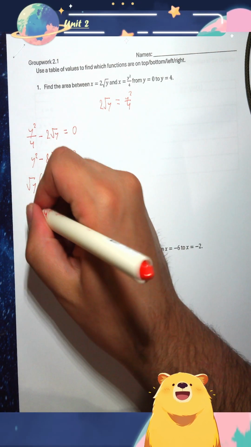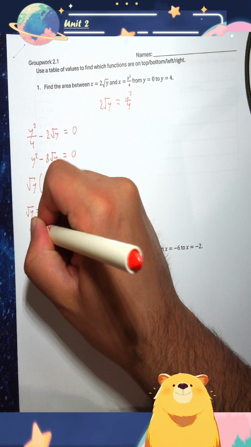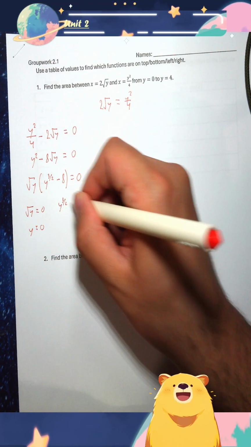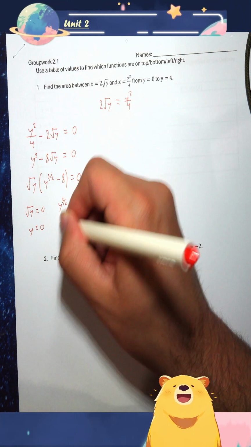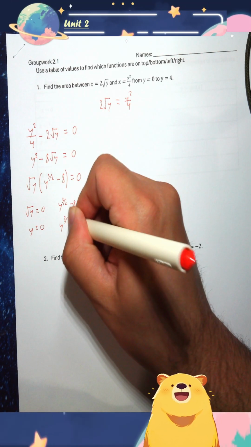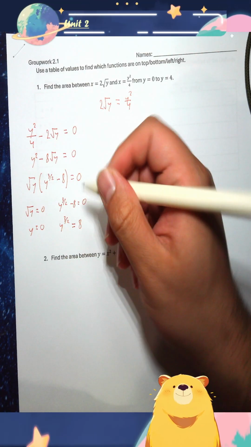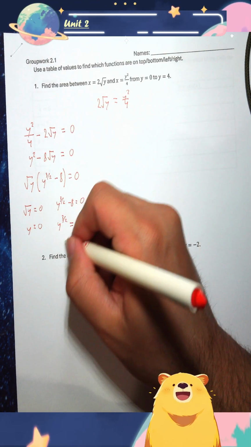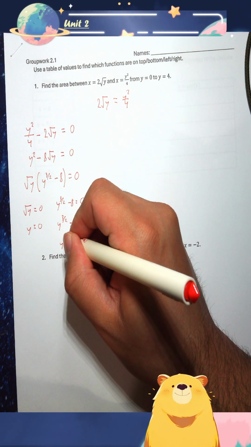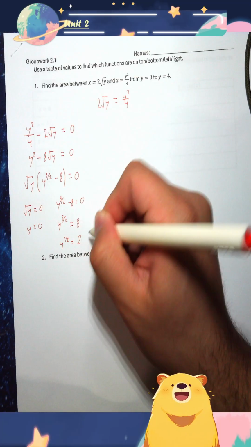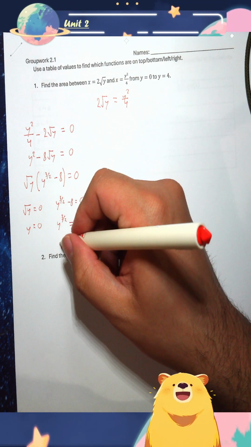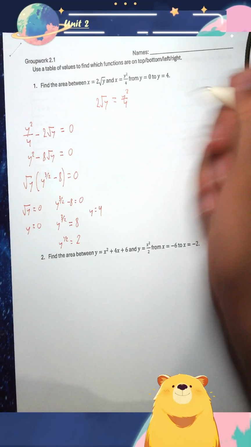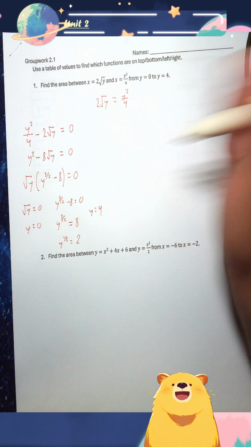The zero product property states that the square root of y equals 0, which implies y equals 0. And then y to the 3 over 2 minus 8 equals 0, so y to the 3 over 2 is equal to 8. Let's cube root this first. If I do the cube root, I'll get y to the 1 over 2 equals 2, and the square root of what gives me 2 is 4. So the endpoints are the intersection points.